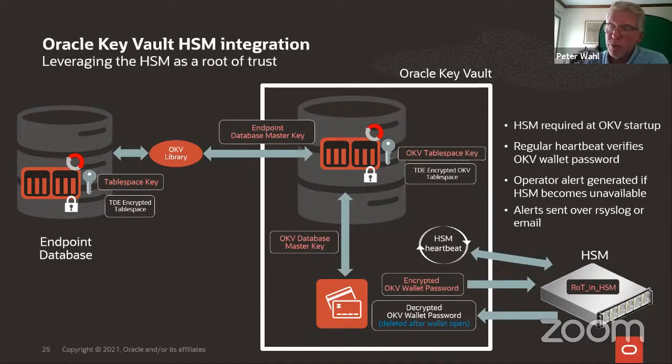Now, what do we do when you implement root of trust? We delete the auto open wallet. We create a new wallet with a randomly generated password. This password is stored in a file. The file is sent to the HSM. It's encrypted with a key and sent back to OKV. So the only thing that we store on disk in OKV is an encrypted password file.